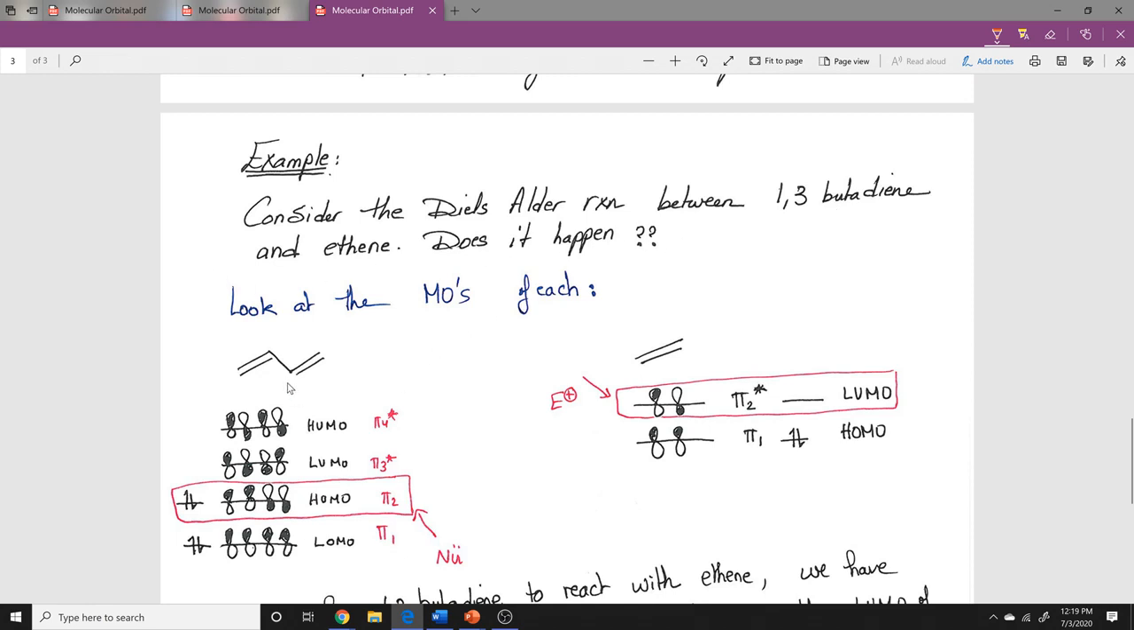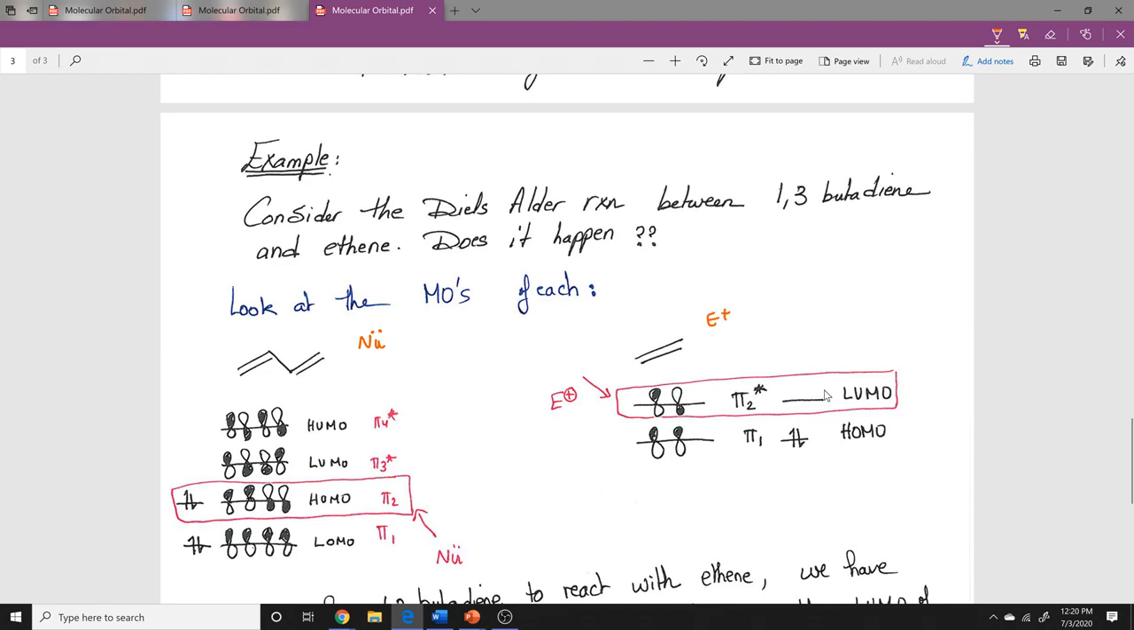Does it happen? So the 1,3-butadiene is here, the ethene is there, and it's asking me, does it happen? Now, first I would need to pick which one is my nucleophile and which one is my electrophile. I know that a double bond is a nucleophile, but the one that has more double bonds is going to be my nucleophile, and the one that has less double bonds is going to be my electrophile in this case.